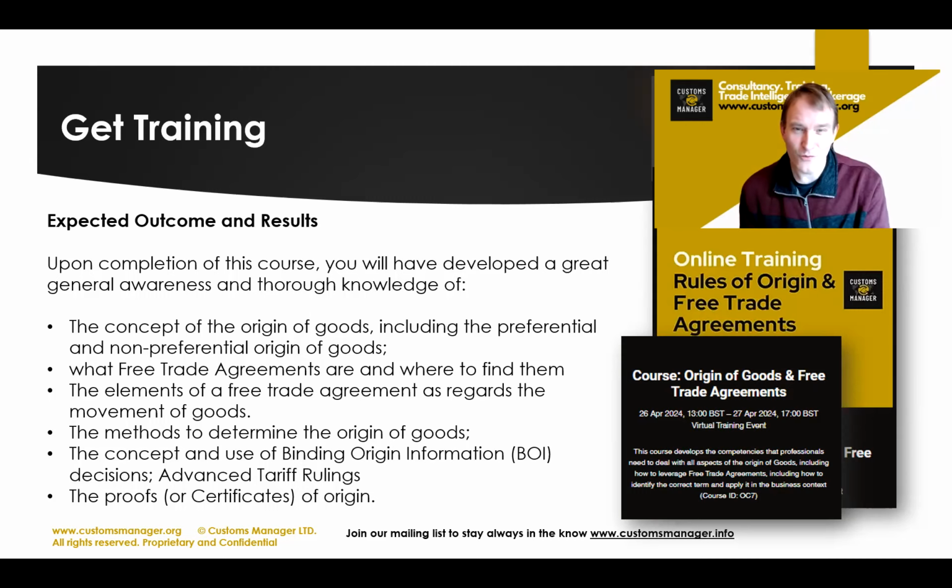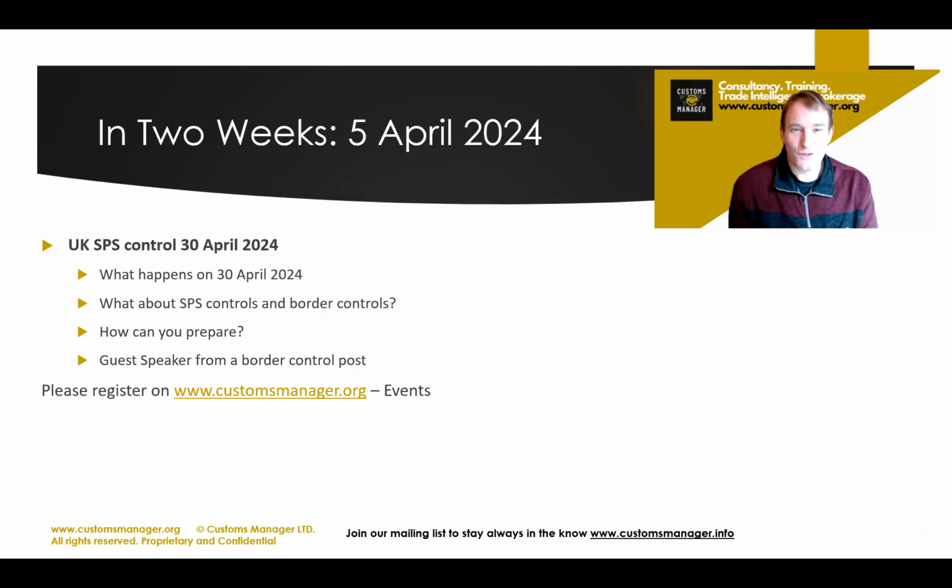We'll talk about what the difference is between preferential origin and non-preferential origin. What is in a free trade agreement in general? How would the provisions for rules of origin look? How do you determine the origin of goods? What is binding origin information or advance origin rulings? What about the proofs and the certificates of origin? What is a certificate of origin and what is it not? So lots of things to talk about, that's for sure.